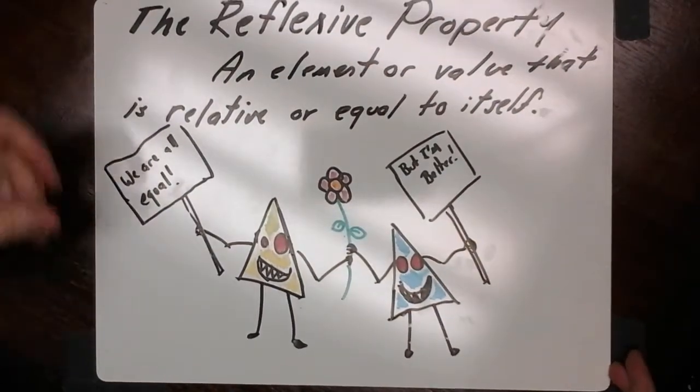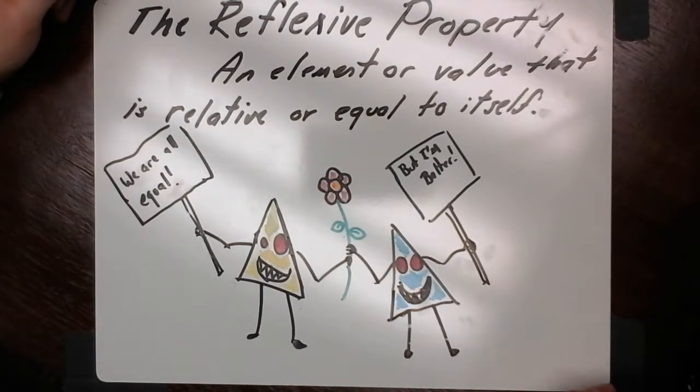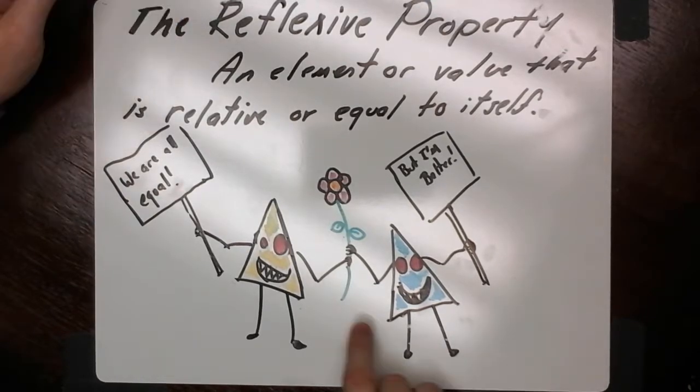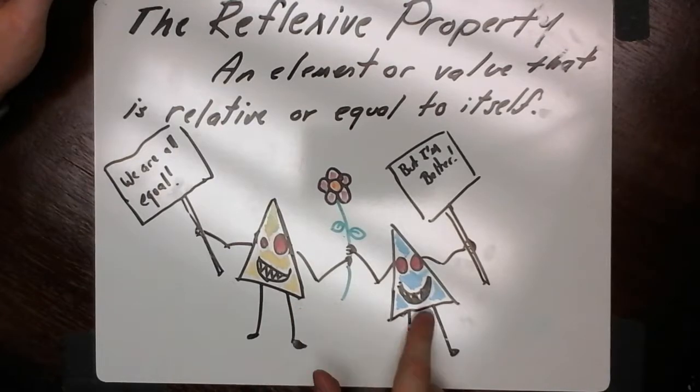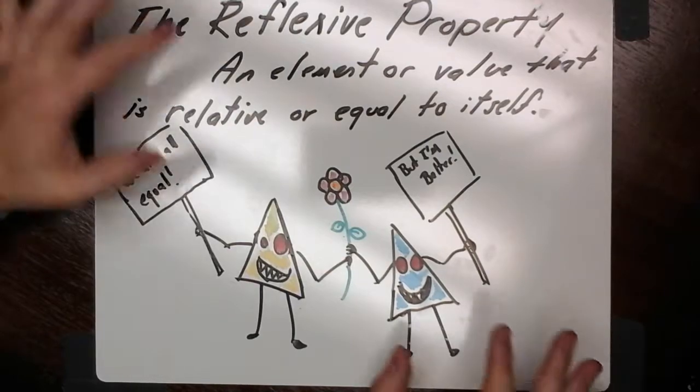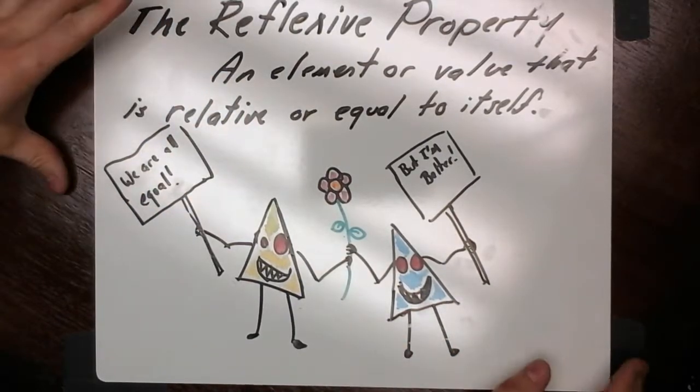Okay, now we're going to talk about the reflexive property. The reflexive property is a property that states an element or a value that is relative or equal to itself. This is an abstract concept, but when you see it in a proof, you're like, oh, that makes sense. It's a fancy word for just saying something's equal to itself. So the best example I can come up with in this picture is that flower, which is shared between both triangle monsters, and is congruent to itself. It's a shared value that's relative to itself for both triangle monsters. Let's see if that helps. Let's see if we're clarifying this in the proof.